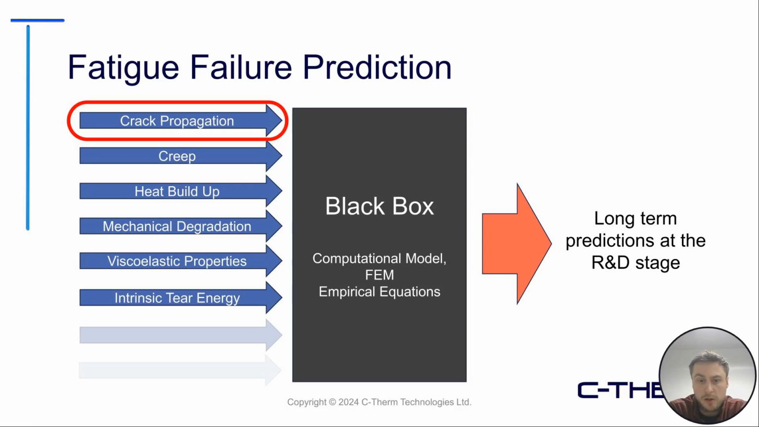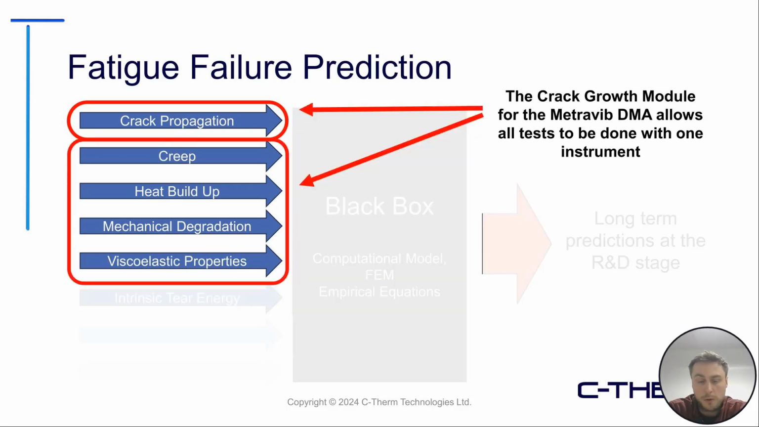And finally, going back to our black box example, I'm focusing on crack growth propagation today, but with the crack growth module with the Metravib DMA, you also get the capability to have a DMA and crack growth unit all in one system. So you can measure the creep, the heat buildup, mechanical degradation due to fatigue, and the viscoelastic properties. It gives you a lot of weapons in your arsenal to use as inputs for your material model.